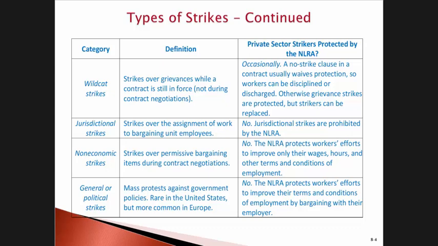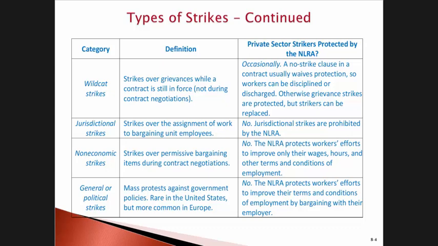Wildcat strikes. These are not typically protected. These are strikes over grievances while the contract is still in force. These are not while we're negotiating a new contract. Sometimes these are protected, but typically they aren't. A no-strike clause in a contract usually waives protection for this. This is typically what we find since we have built-in grievance procedures in the contract. If there is a no-strike clause, workers can be disciplined or discharged. If there is not a clause in the contract, grievance strikes are protected. However, strikers can be replaced.